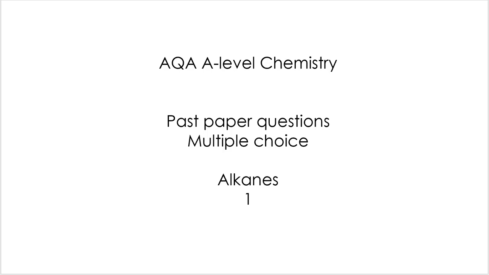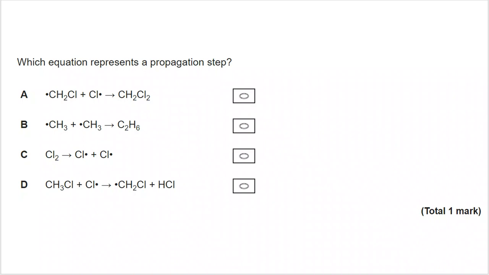This is a series of multiple choice past paper questions on the AQA A-level chemistry topic of alkanes. There's 5 questions in here and we're going to recommend you pause on each one and then review the solution once you've tried it. So with that in mind, here is the first question.